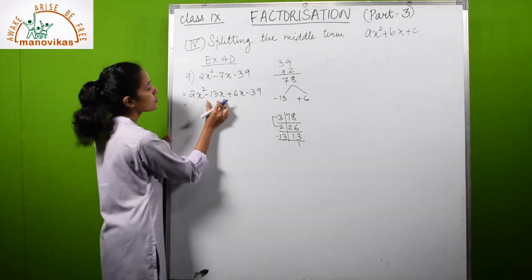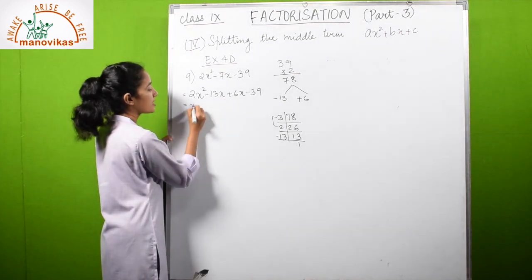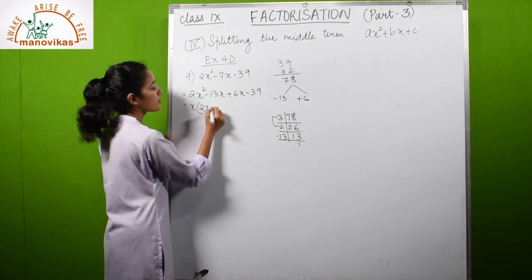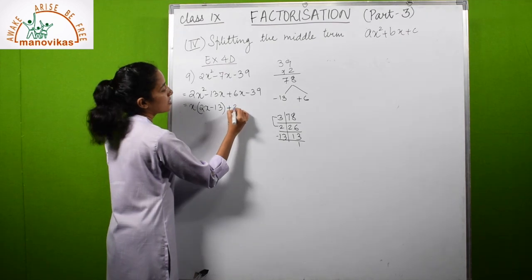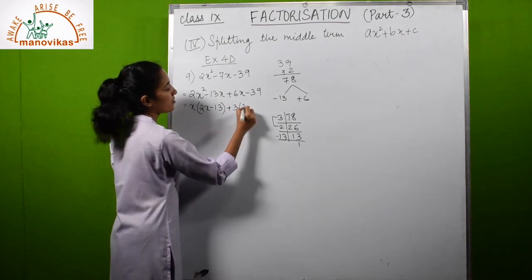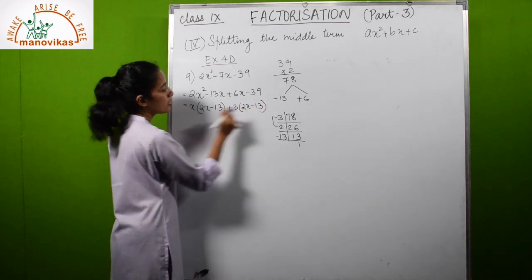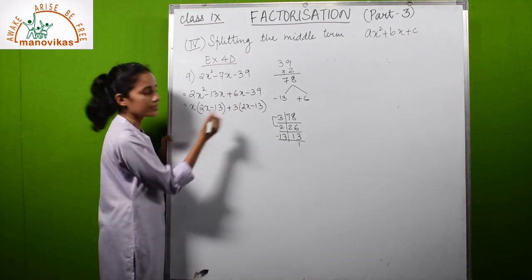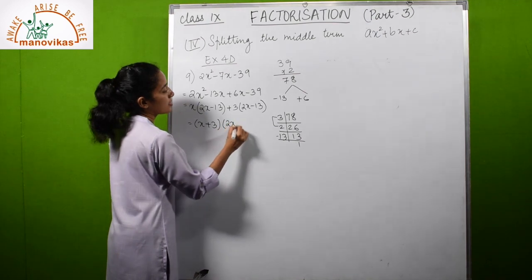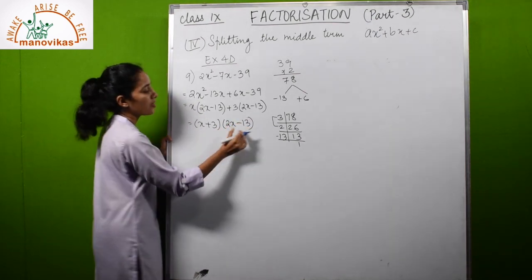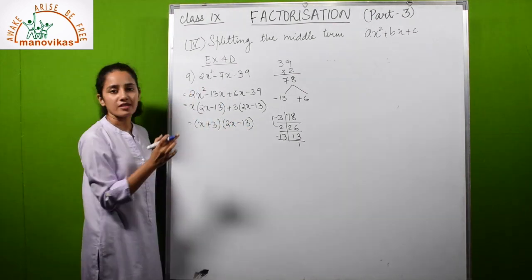Now from the first 2 terms, I take the common factor as x, so I am left with 2x minus 13. And from the next terms, I have 3 as a common factor, so I am left with 2x minus 13. Note that these brackets are repeated. So I have x plus 3 and 2x minus 13. So therefore, these are the factors of this equation.